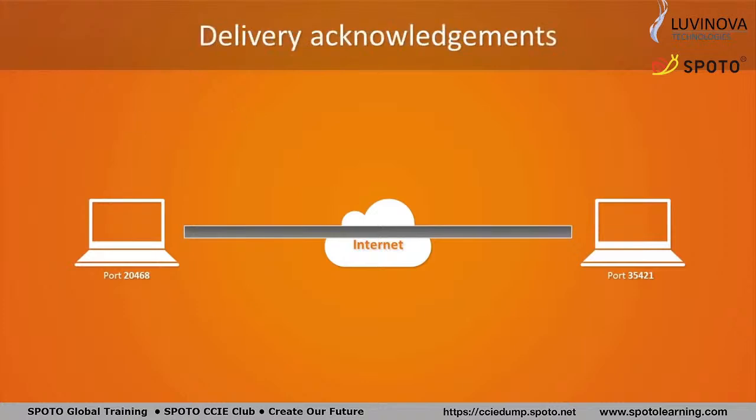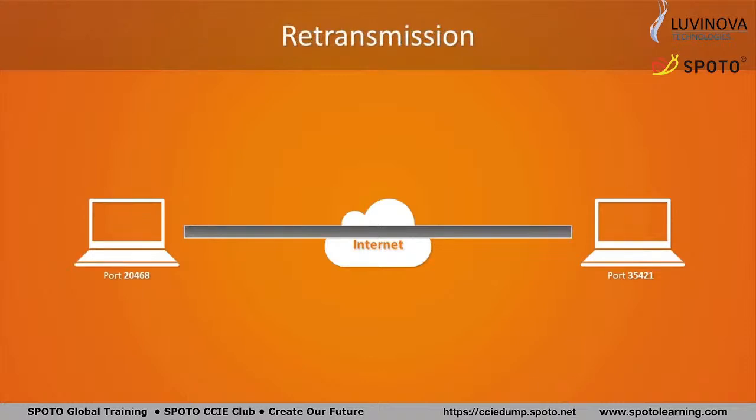Now that we have this connection, we can implement all kinds of nice features like delivery acknowledgements. When data gets sent from one host to another, the receiver will acknowledge that it got that data. This is one of the reasons why TCP segments carry a number. Another feature that TCP offers is retransmission. When a sender doesn't get a delivery acknowledgement within a certain amount of time, it will assume that the packet got lost on its way, so it will send it again.